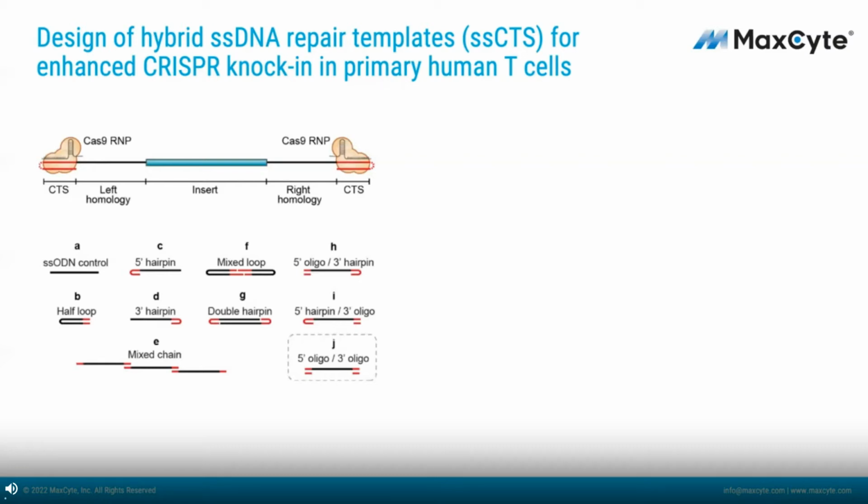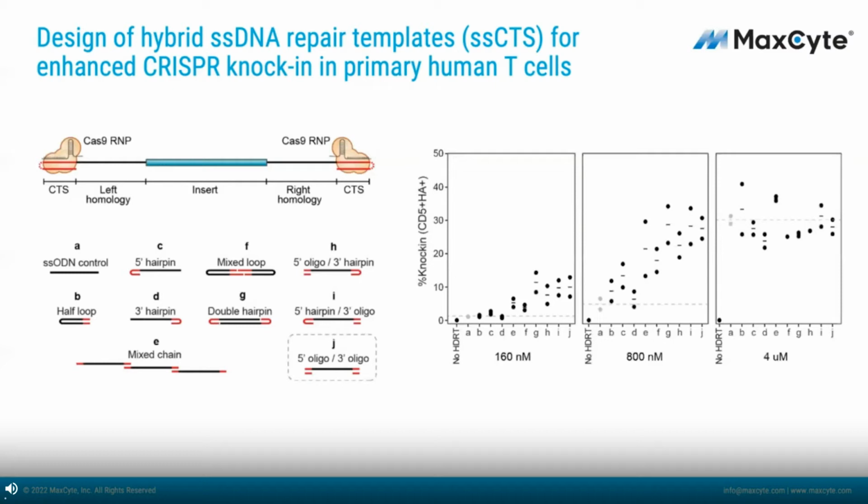So these are labeled A through J. This corresponds to the x-axis on the plot on the right, with different amounts of the donor being given into the cells via electroporation. So 160 nanomolar, 800 nanomolar, or 4 micromolar from left to right. And on the y-axis, the knock-in efficiency at their locus of choice.